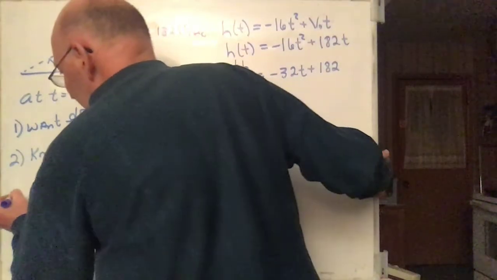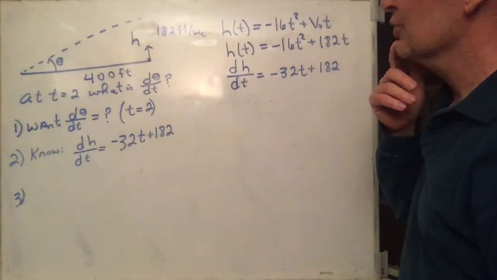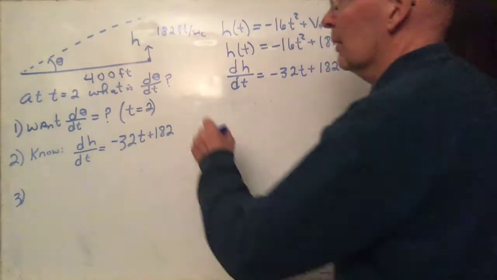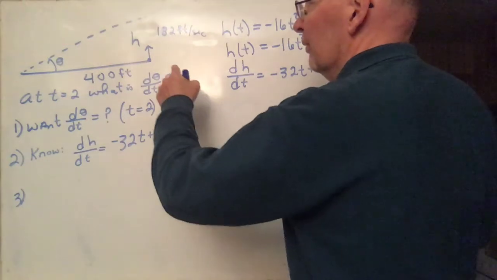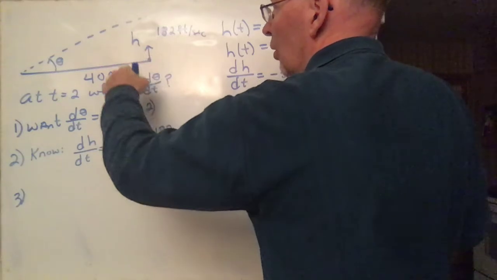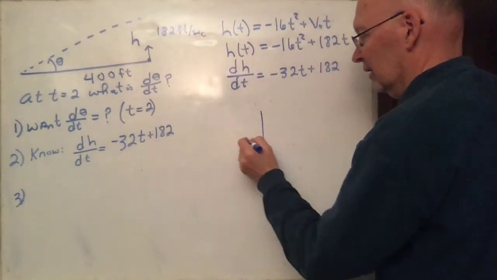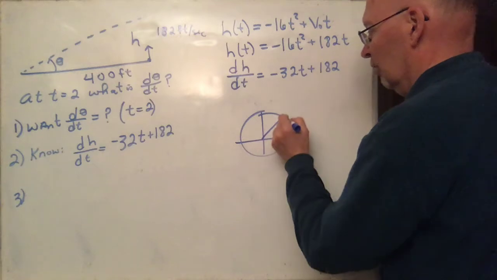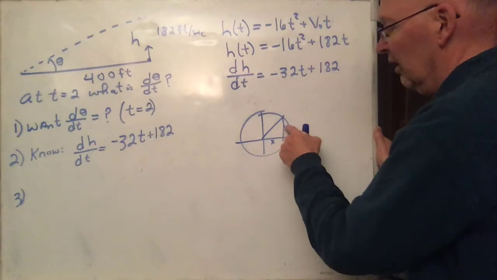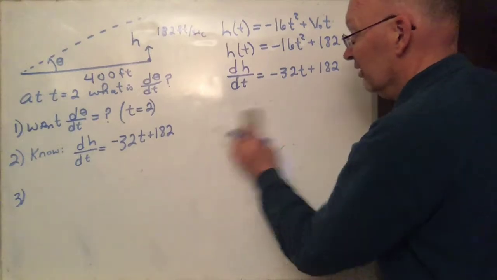Now we need a relationship between those. What's the relationship between theta and h? Well, we have that this is 400, so H over 400 is equal to, what is that? Always go back. That's this one over this one. That's the sine over the cosine. That's the tangent.